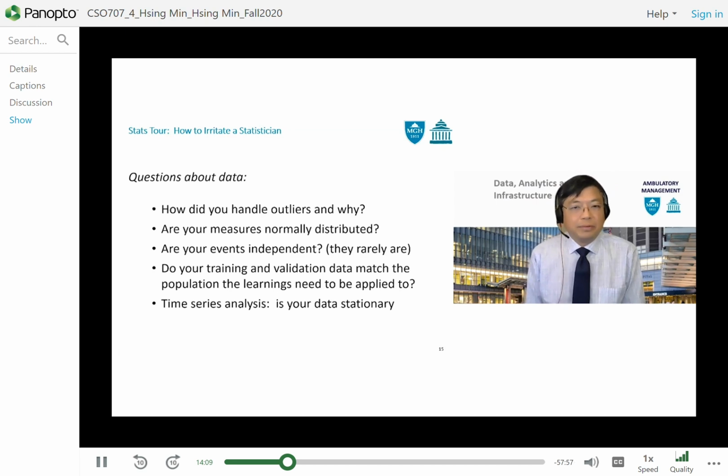You have to prove why you did it, and you also have to be able to show how the results would differ if you changed how you handled the outliers. If you have a threshold for throwing out outliers, why did you pick that? And how sensitive are your results to that assumption?